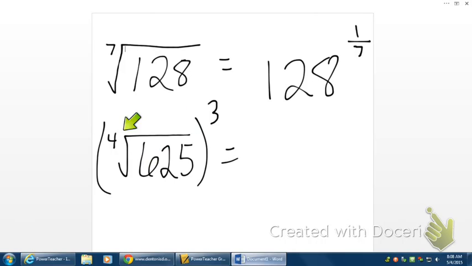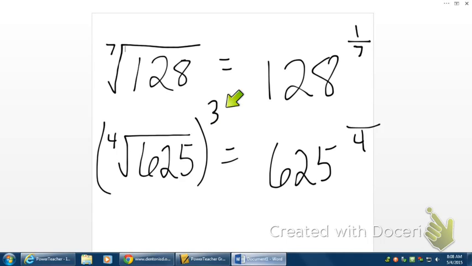About this bottom one, what do I got? 625. So I know I'm dealing with 625. To the 4. So what root am I finding? Fourth root. So what is that, the numerator or denominator? Denominator. 3 at the top. And the 3 would be my numerator. Okay?